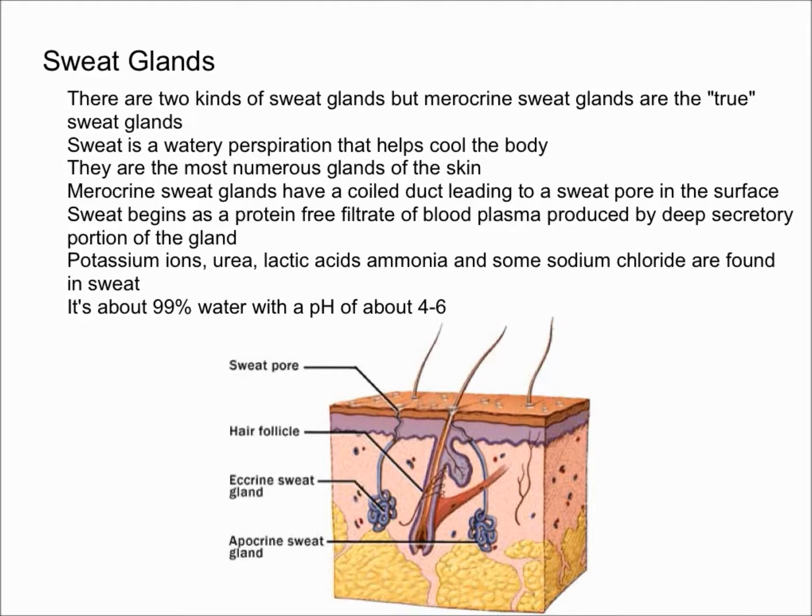So in this video, I'm going to talk about sweat glands. To start off with, there are two types of sweat glands, but only the merocrine sweat glands are known as true sweat glands. And down here on the diagram below, merocrine sweat glands are essentially the same thing as eccrine sweat glands, so this little blue thing right there. So for this video, we're going to talk about merocrine sweat glands.